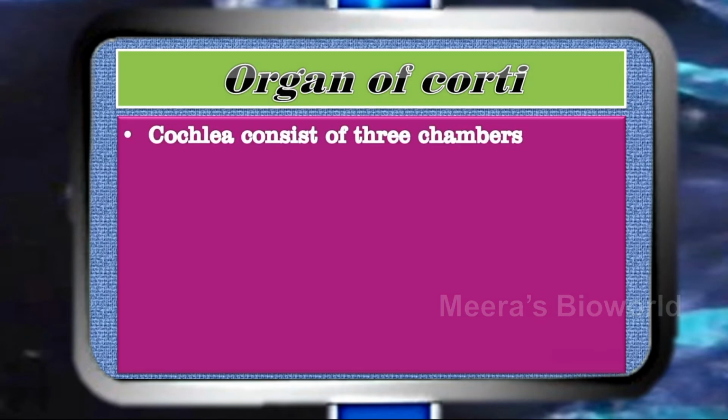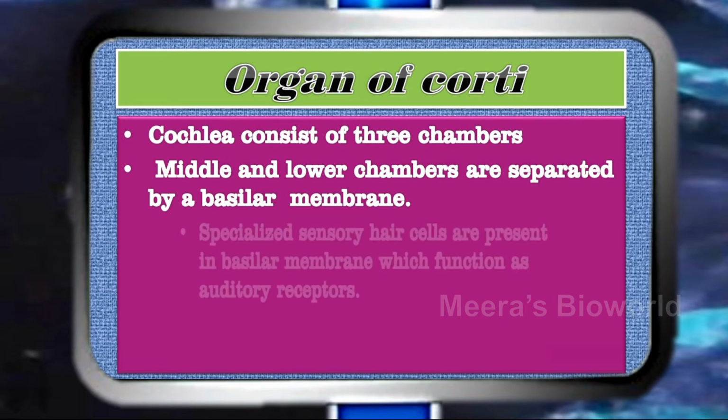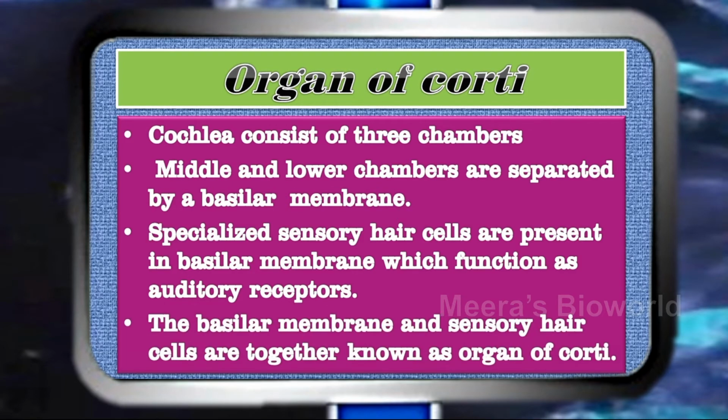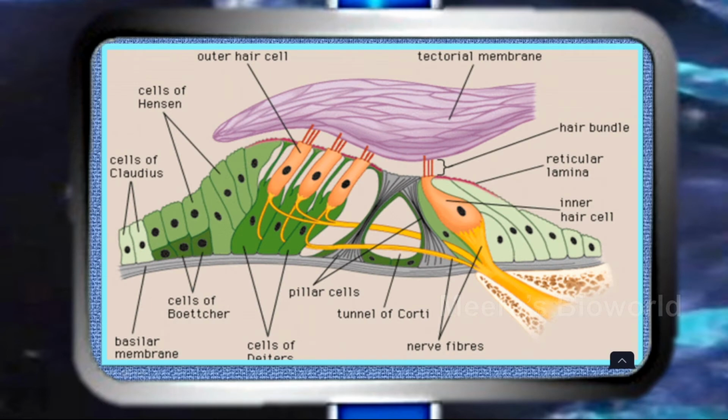Cochlea consists of three chambers. Middle and lower chambers are separated by a membrane called basilar membrane. Specialized sensory hair cells are present in basilar membrane which function as auditory receptor. The basilar membrane and sensory hair cells are together known as organ of Corti. So here you can see a section of organ of Corti.